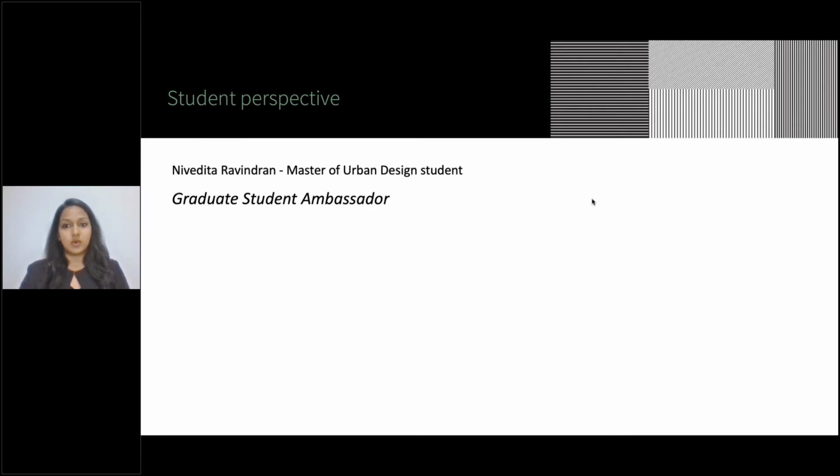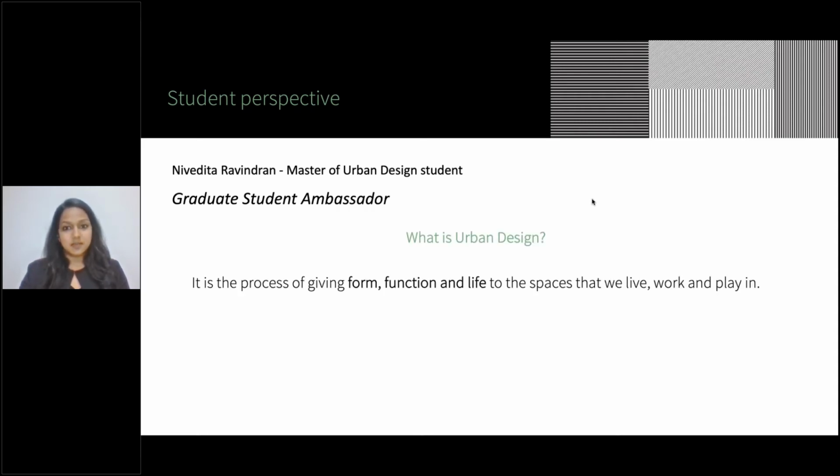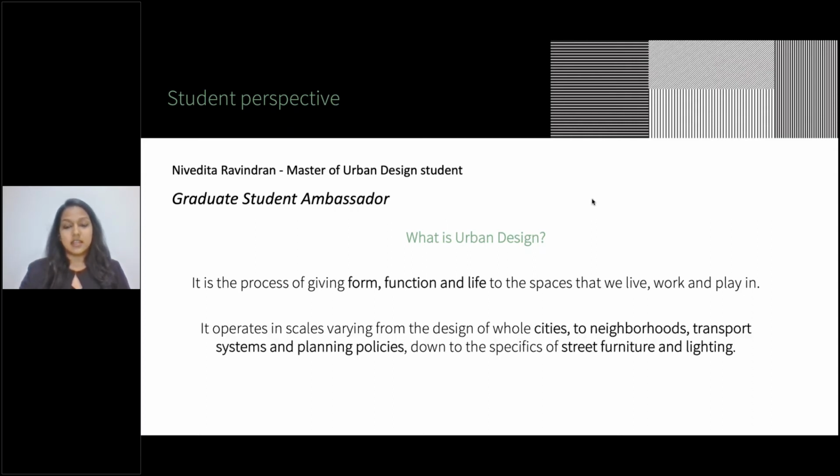So some of you might be wondering, what is urban design exactly? It is basically the process of giving form, function, and life to the spaces that we live, work, and play in. It goes right across scales. The urban designers work with projects that involve the creation of a whole city, or even small things like furniture and street lighting. It is often the combination or the meeting point of architecture, urban planning, and landscape design.